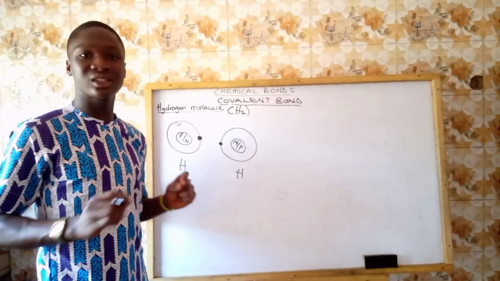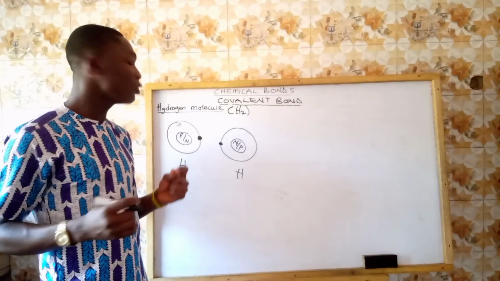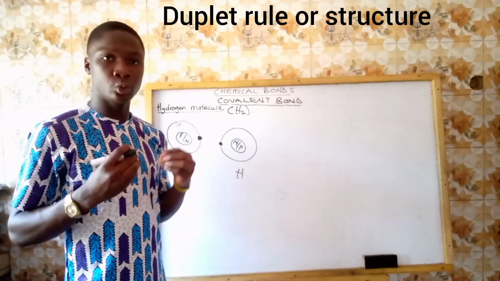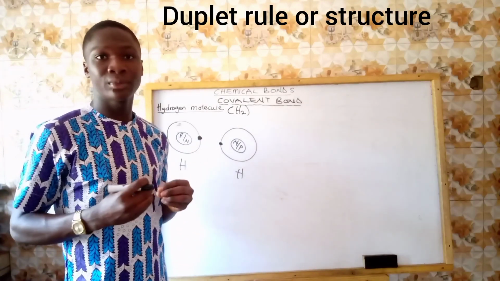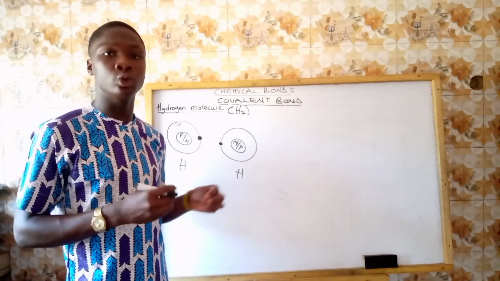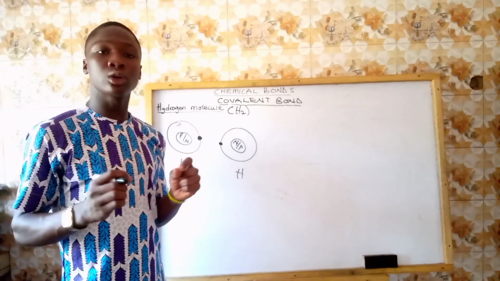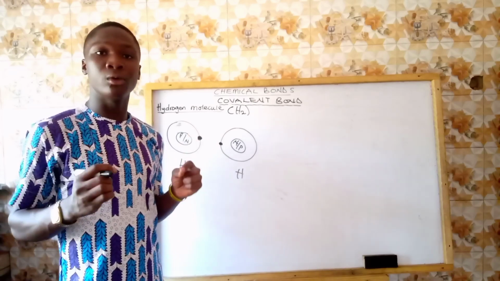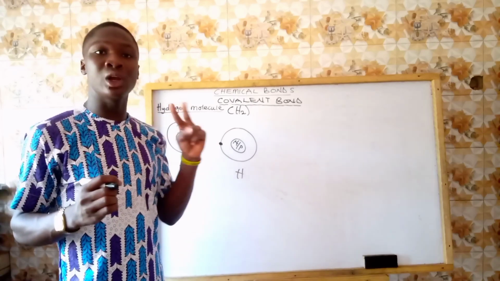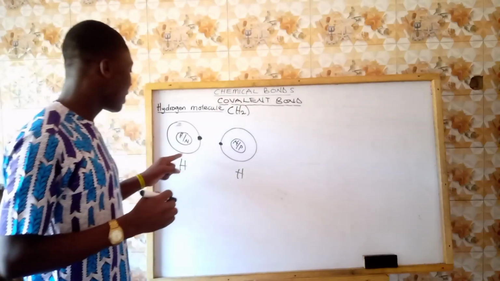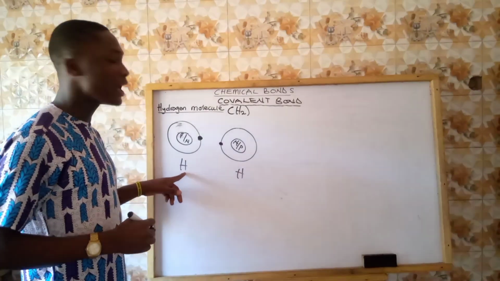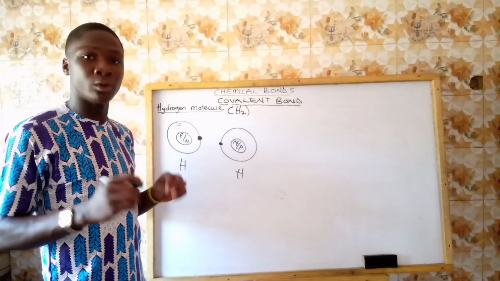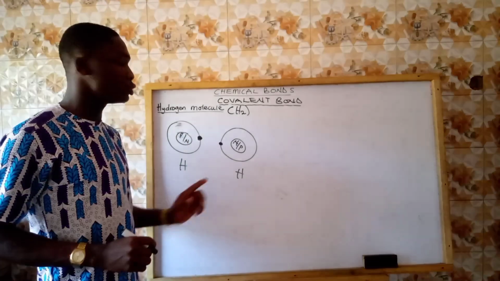So since they have one shell each, how would they be stable? They will only be stable if they follow the duplet rule or the duplet structure. The duplet rule states that an atom with only one shell can be stable only if it has two electrons. So this hydrogen atom has one electron, so it has to gain one electron to become stable. The same thing applies to this one too.